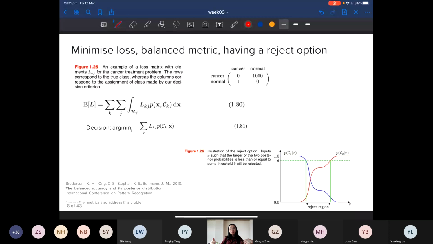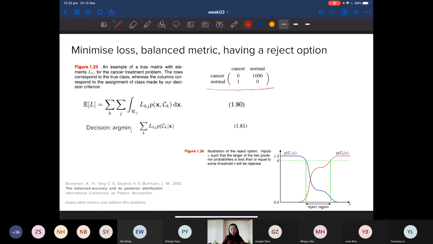So let's look at some of the remedies for the brute force minimizing of classification error. The remedy for the two things we mentioned is to minimize loss instead. There are equations 1.80 and 1.81. They basically say that we have a loss matrix for different classes, such as this one on screen, which is essentially like what we drew, but with real numbers in them.